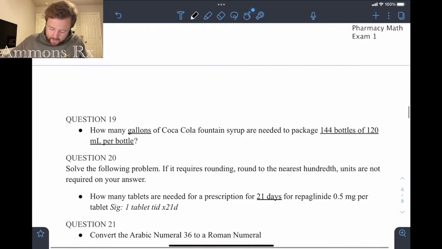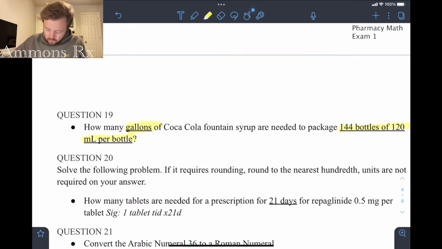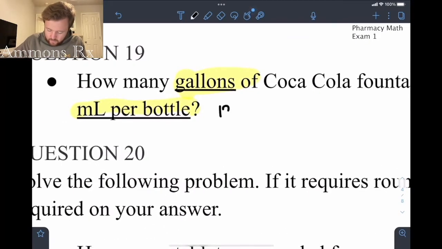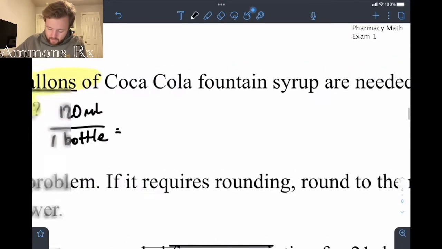How many gallons of syrup are needed to package 144 bottles of 120 mils per bottle? All right. So we have 120 mils per bottle. How many bottles are we bottling? 144.